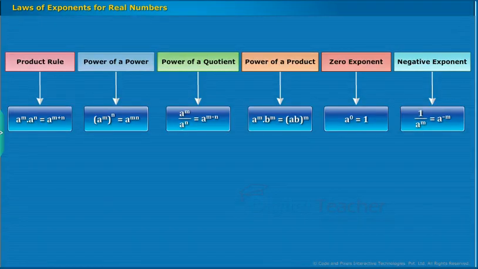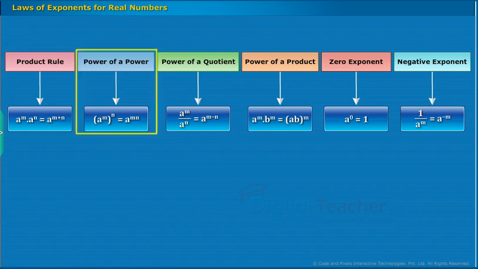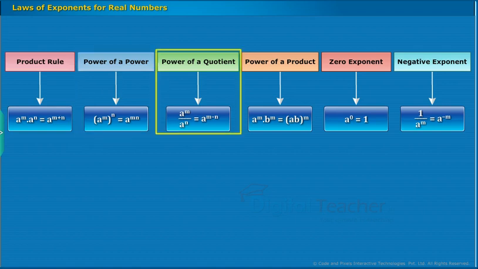Let us discuss the laws of exponents for real numbers. The laws of exponents are product rule. Product rule is defined as a^m × a^n = a^(m+n). Power of a power. Power of a power rule is defined as (a^m)^n = a^(mn). Power of a quotient. Power of a quotient is defined as a^m / a^n = a^(m−n).